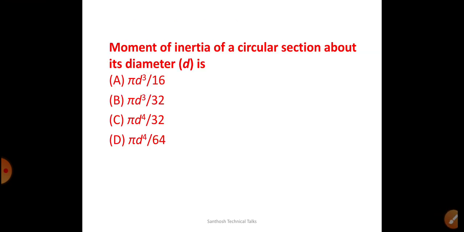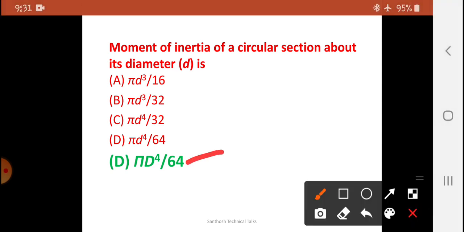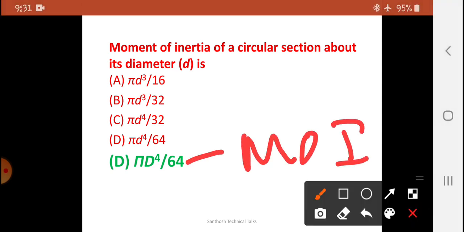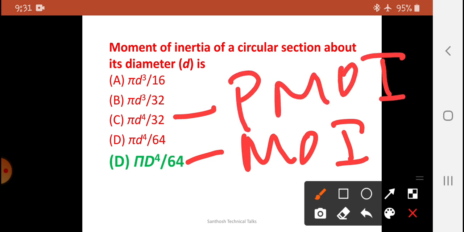And next, moment of inertia of a circular section about its diameter. So about its diameter it is pi d power 4 by 64. This is the correct one, and pi d power 4 by 32 is the polar moment of inertia. Okay, so this is moment of inertia, and this one is polar moment of inertia.